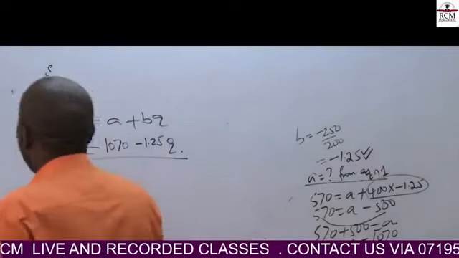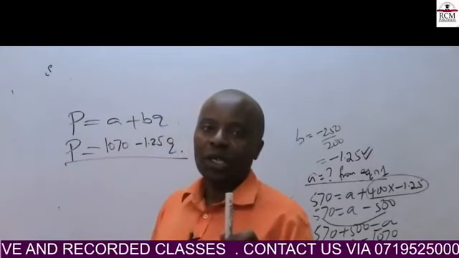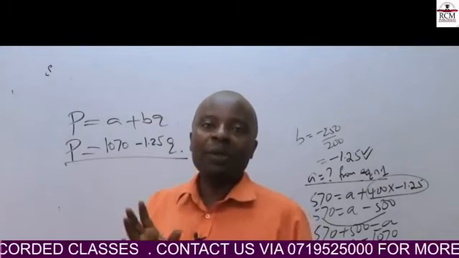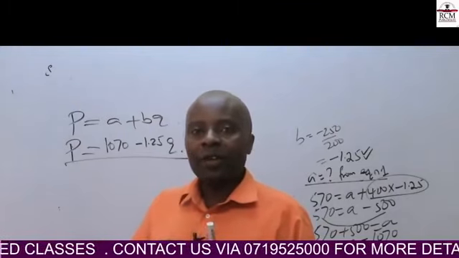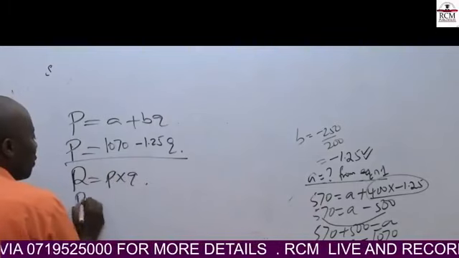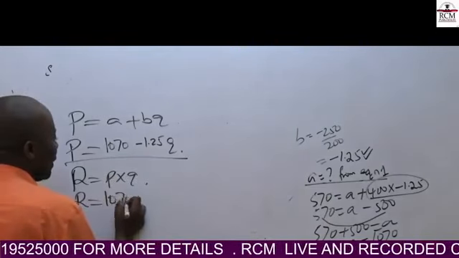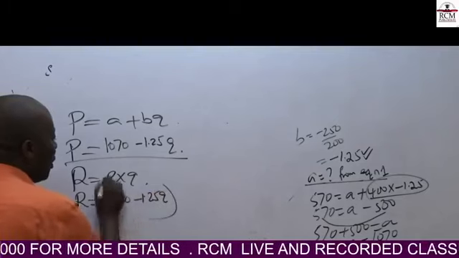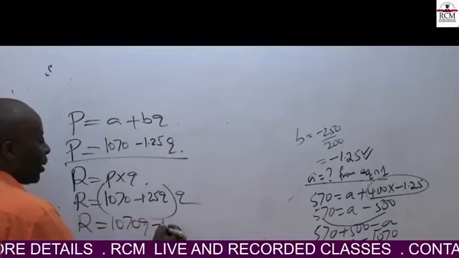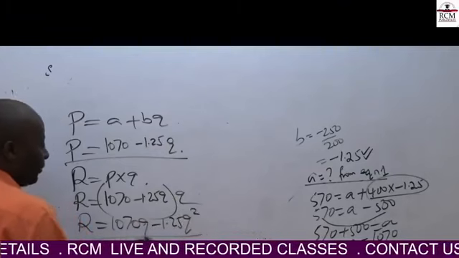Remember, if I'm selling pens and the price of a pen is 10 bob and I sell 6 of them in a day, then I've generated revenue of 60 bob, 10 times the 6. So revenue is price times quantity. In this case, my revenue will be price times quantity: 1070 minus 1.25 Q multiplied by Q, meaning that our R will be 1070Q minus 1.25Q squared.